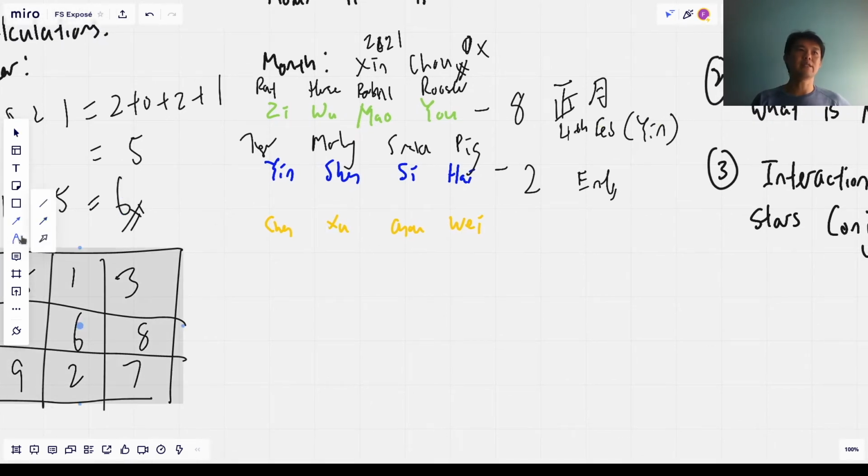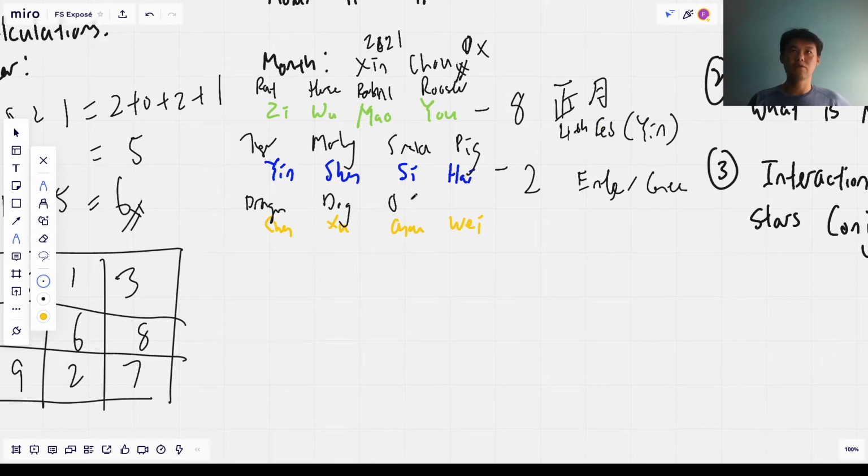Okay, when I say start with 2, it always refers to 2 entering the center. When it's Chen, Xu, Chou, Hai, Chen, Xu, Chou, Wei, which is the dragon, dog, ox, and this is the goat. Then it is 5 yellow.